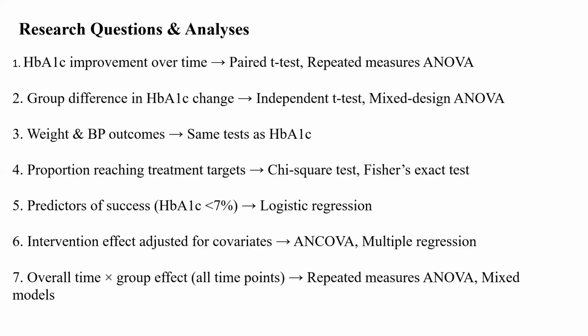We also want to check whether factors such as gender, age, weight, and others contribute to the improvement in HbA1c. We'll conduct a multiple regression analysis to check whether the weight, the blood pressure, the age, or any other factor has an effect on HbA1c. Also, we'll check the overall time and group effect, and for that we do a repeated measures ANOVA.